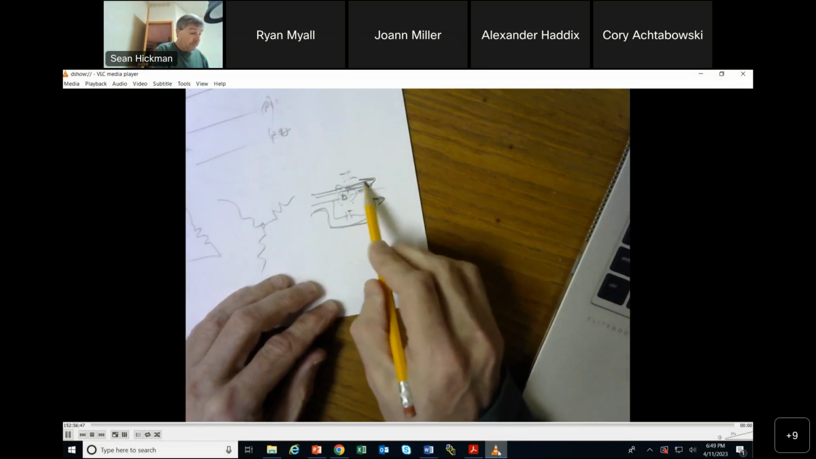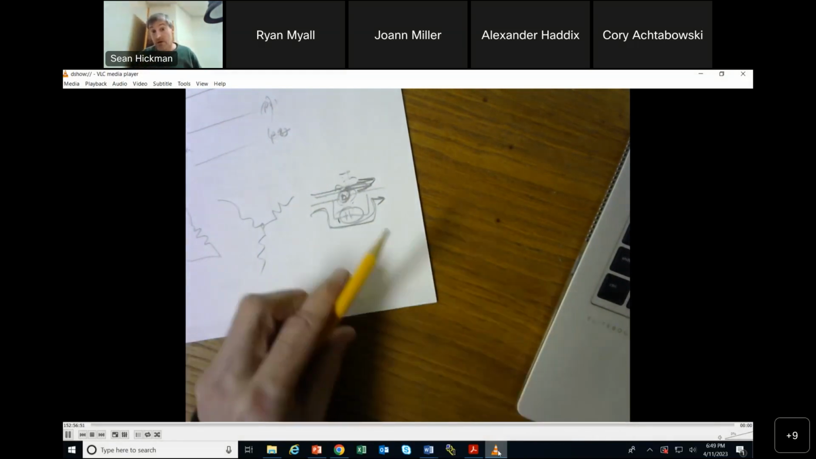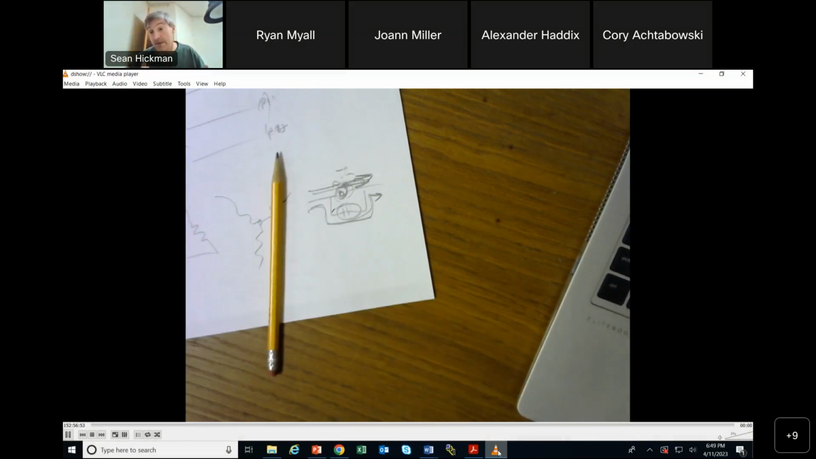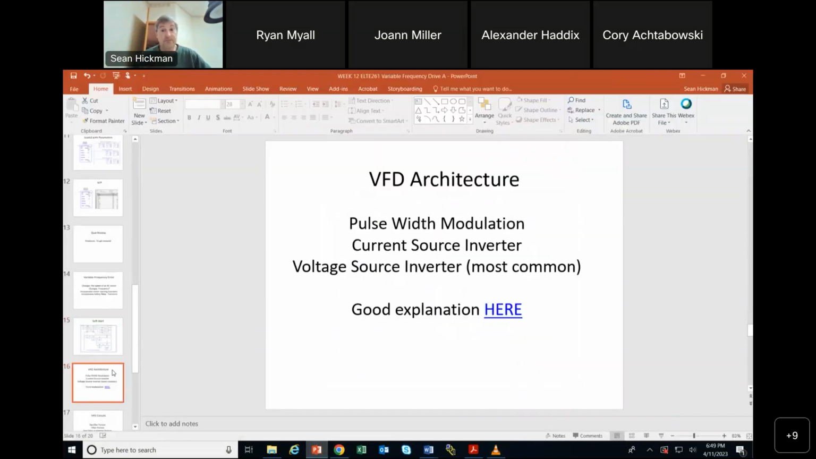Let the current have this path, open this, and then open that. All right, that's the way your hybrid starter would work. And that's all built into a variable frequency drive. All these motor starting functions are built into the VFD. And once again, I want to tell you that the VFD is probably non-serviceable depending on how big it is.